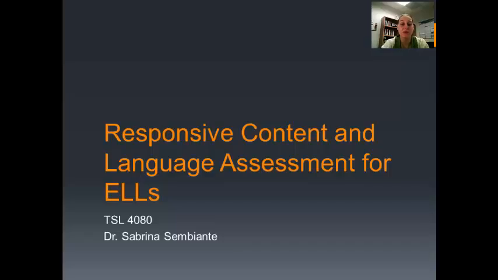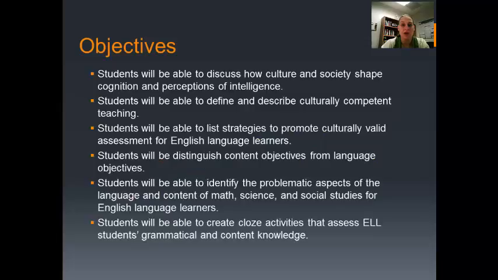Everyone, this is the final week of class, and this week we are going to be talking about responsive content and language assessment for English language learners. Let's go over our objectives for today's session.